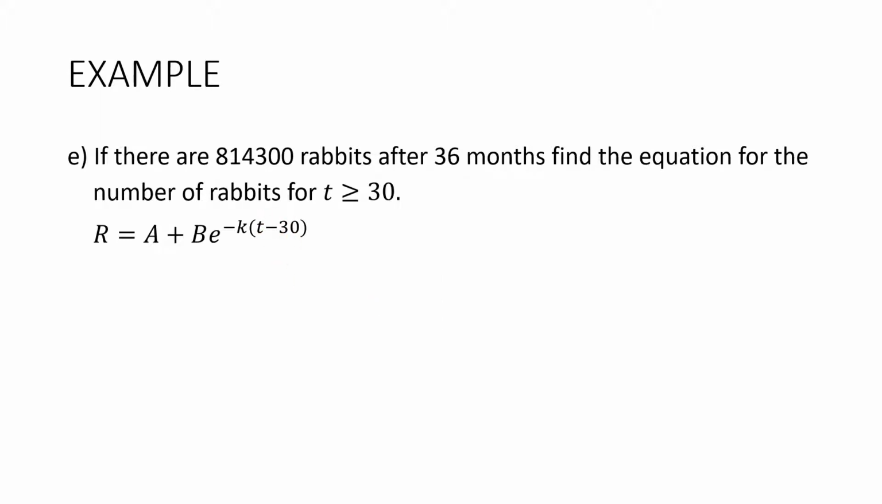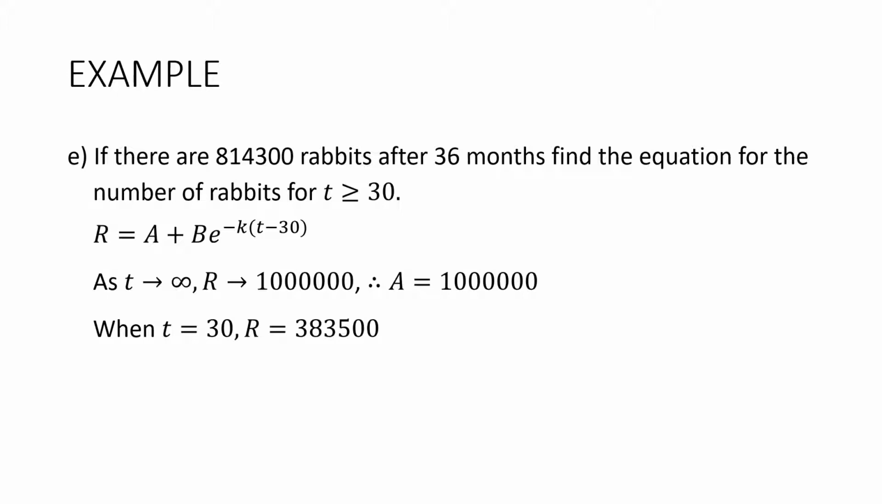Okay, let's think about what we know. We know that as t tends to infinity, the number of rabbits is going to approach 1 million. And remember, that's a there. So when I put infinity in here, I've got 1 over e to the infinity, which is a 0. So it's going to wipe that out. So a is equal to 1 million.